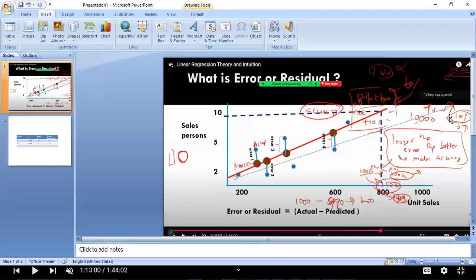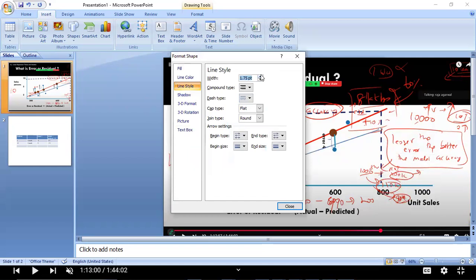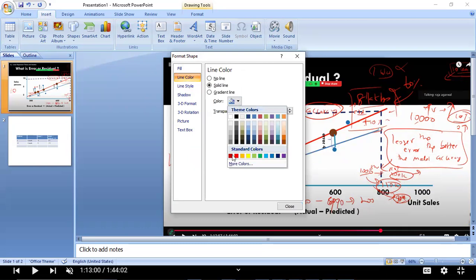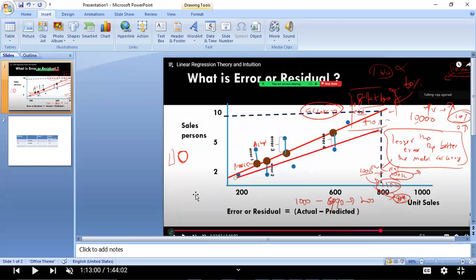For example, instead of putting a line here, if I put a line here, what will happen? The predicted values will lie here, right? So the distance between actual and predicted value will be too far. But for this value, the actual and predicted difference is very small. The error is less here, but for this one, the error is more.